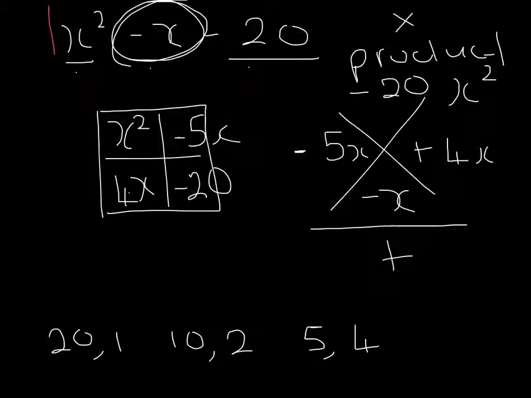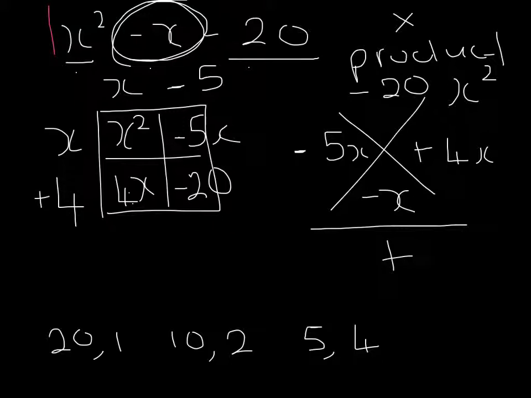X squared, the 2 factors of x squared can only be x and x. So if we know this one's x, what do we multiply by x to get minus 5x? It would be minus 5. We've got x up here, what do we multiply by to get 4x? It would be 4. And if we've done it correctly, 4 times minus 5 gives us minus 20, which is correct.